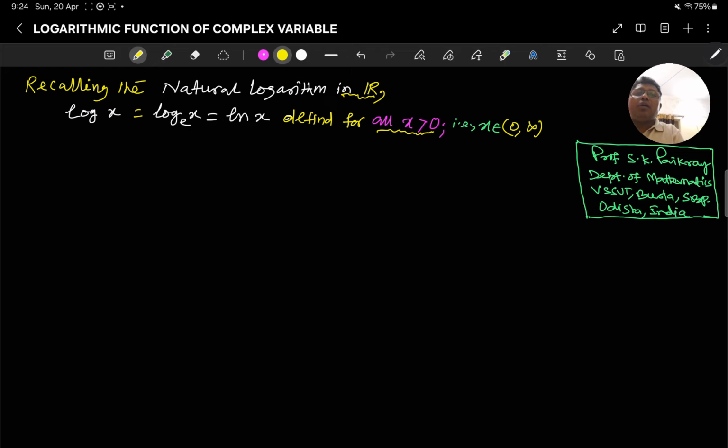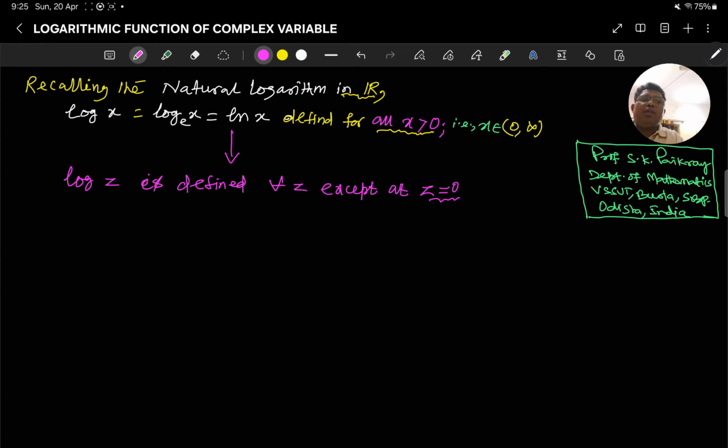However, here log z is defined for all z except at z equal to 0. Except at one point, z equal to 0, it is defined everywhere and it is analytic.